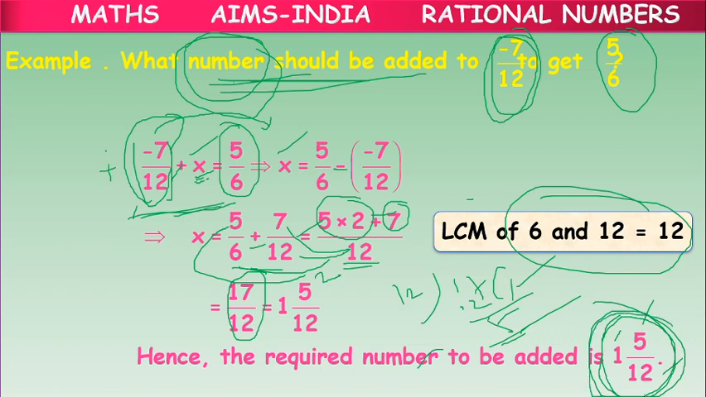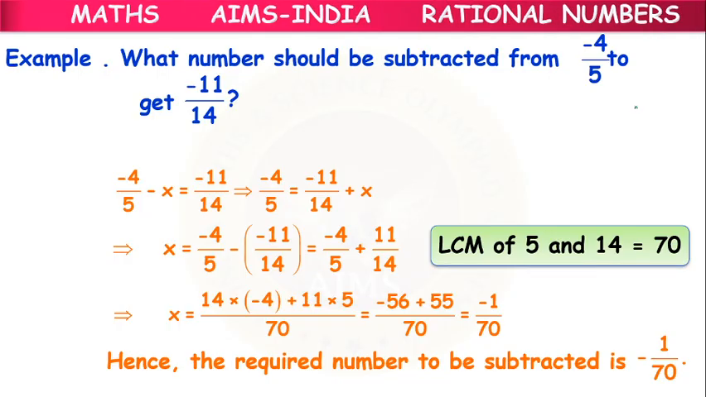So this is the number to be added to minus 7 by 12 to get 5 by 6. With the subtraction topic only, on this concept only, we will get different kinds of questions, like what number to be added or what number to be subtracted. Next.